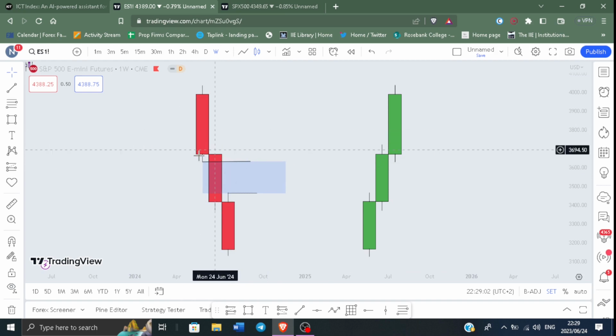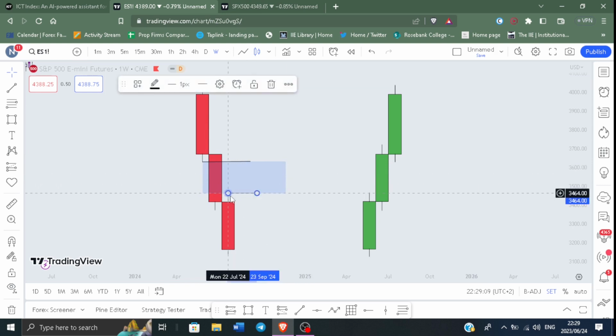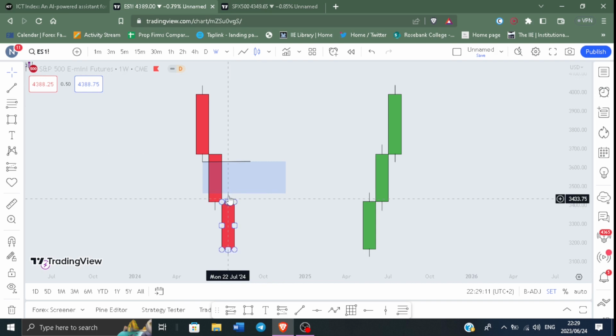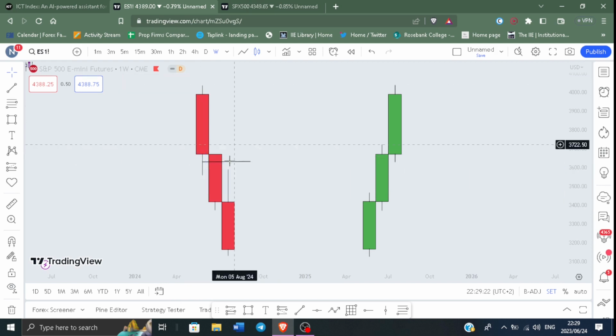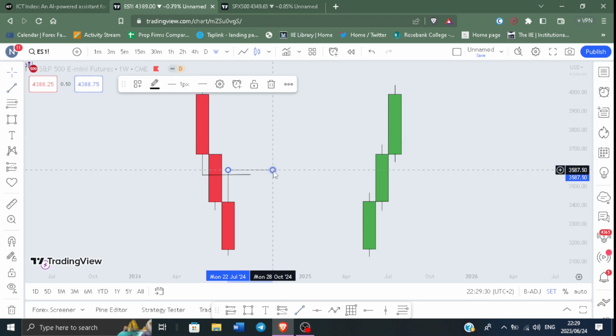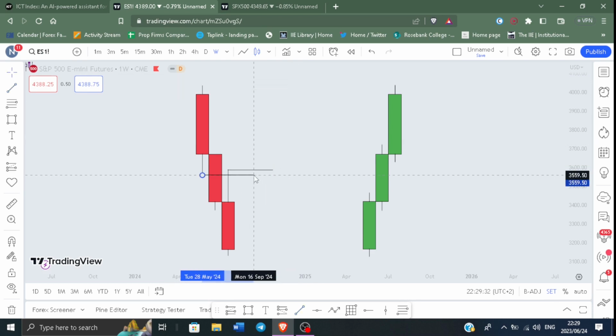But if, for example, the two wicks were overlapping, so let's say this wick at the bottom was a bit higher and the wick at the top was a bit lower, we would not have a fair value gap, as the two wicks overlap each other. So this is an example of what is not a fair value gap.